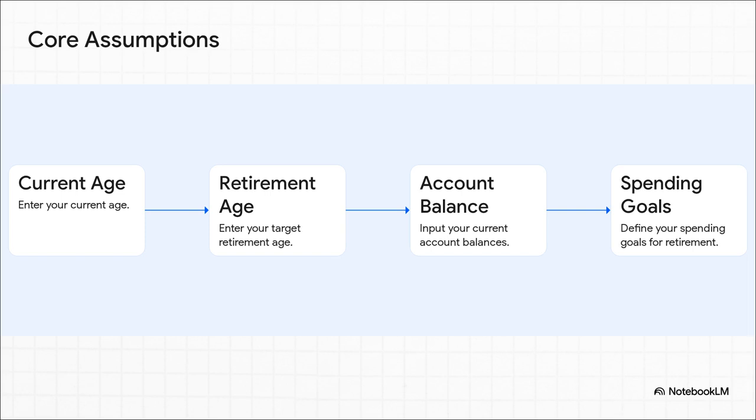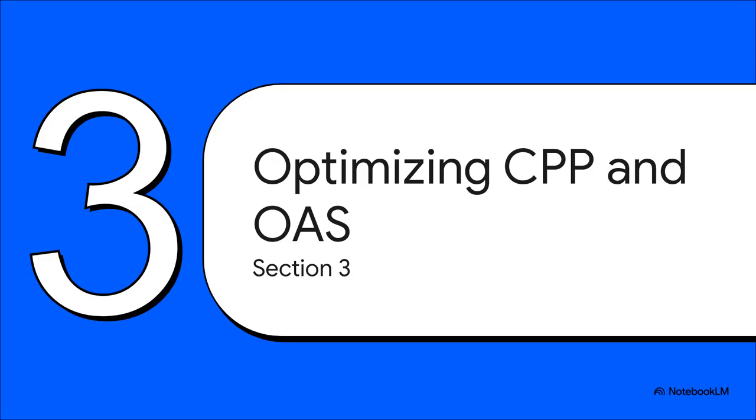Next, you'll input your current account balances. You really want to be careful here to separate your taxable, tax-deferred, and tax-free buckets, because this sets the baseline for the entire projection. And finally, you'll define your spending goals to map out exactly what you need to live comfortably in retirement. By locking in these 4 coordinates accurately, you're giving the spreadsheet the exact information it needs to map out your specific, personalized optimization strategy. Now let's jump into Section 3, optimizing CPP and OAS.